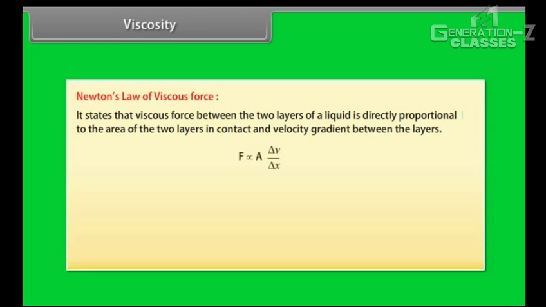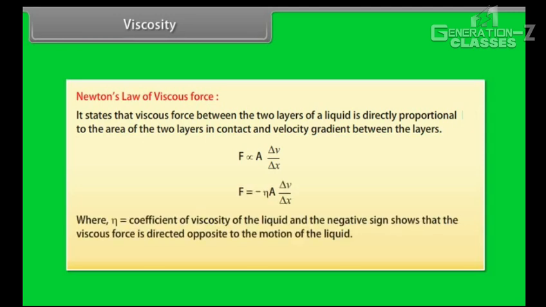F is directly proportional to A times delta v upon delta x. This equation can be written as F = -ηA (delta v/delta x), where η is the coefficient of viscosity of the liquid and the negative sign shows that the viscous force is directed opposite to the motion of the liquid. Its dimensional formula is ML^-1 T^-1.